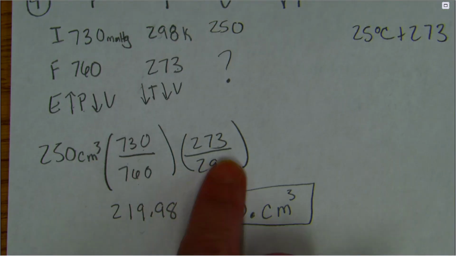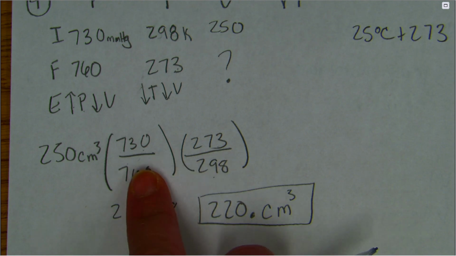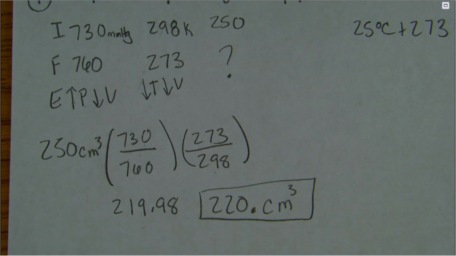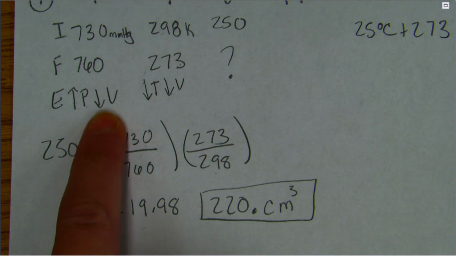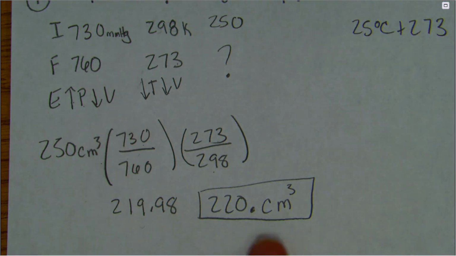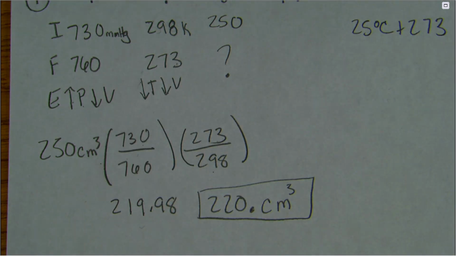So each one of these are independent of each other to cause some sort of overall effect. It's possible that this volume could go up, but the overall effect goes down. It just depends on what values you're given within that problem.